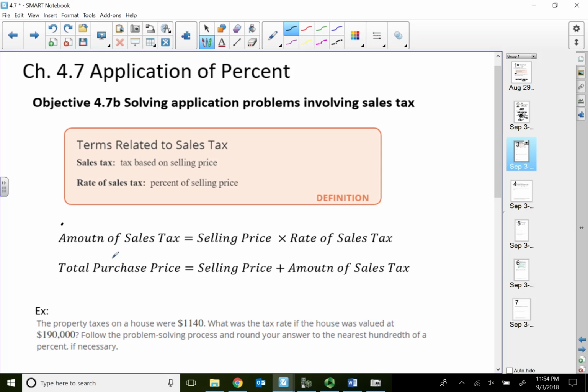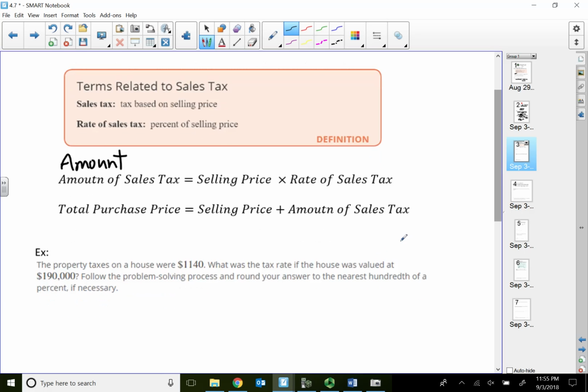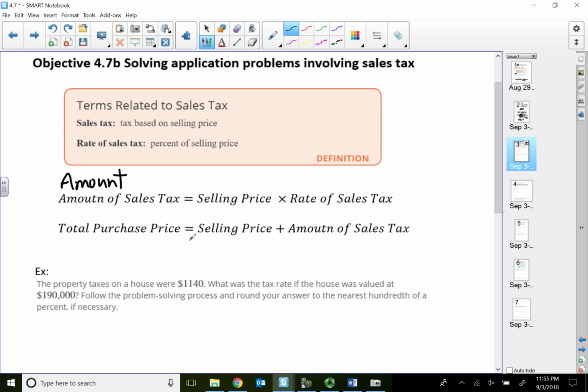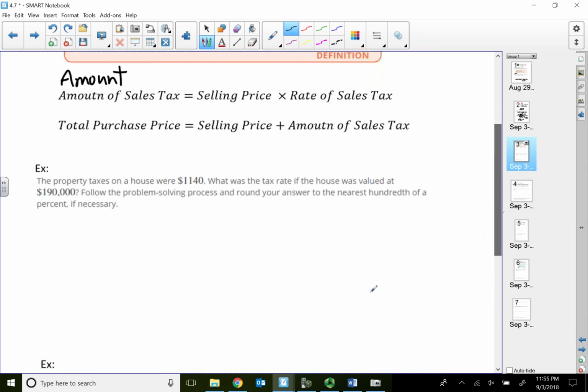Amount of sales tax. All right, so selling price or purchasing price basically means the same thing. Total purchase price here is whatever I'm going to buy plus the sales tax, and I'll show you a different way to compute that, like in the last lecture video. So let's take a look at a couple examples here real quick.